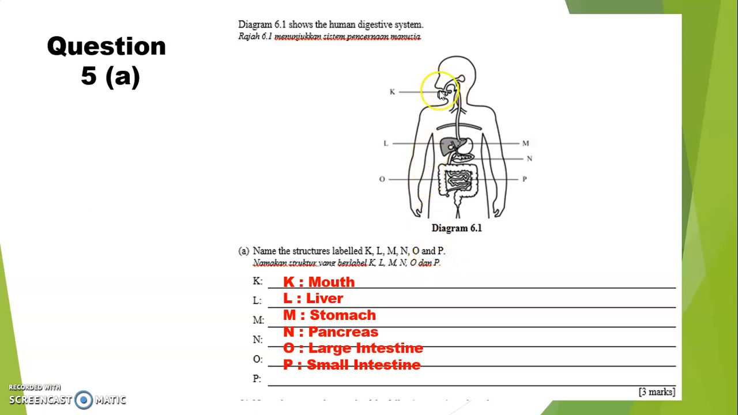K refers to the mouth, because it is an organ in the digestive system. So K is the mouth, L is the liver, and M refers to the stomach. The leaf-shaped organ here is the pancreas. Then O refers to the large intestine, and P refers to the small intestine. Alright, so that is question A.